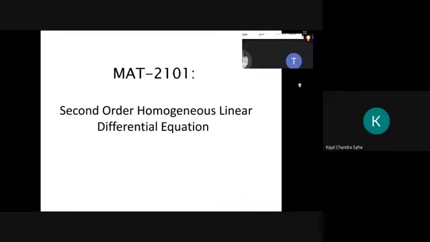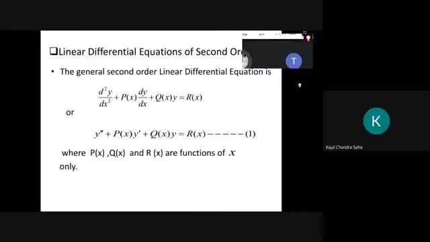Today the topic of our lecture is second degree homogeneous linear differential equation, and we want to solve it using first order differential equations. Then we need to reduce the order of the linear differential equation. Okay, at first we know what a linear differential equation of second order is. The general form of the second order linear differential equation is d square y divided by dx square plus p of x dy by dx plus q of x y equal to r of x.